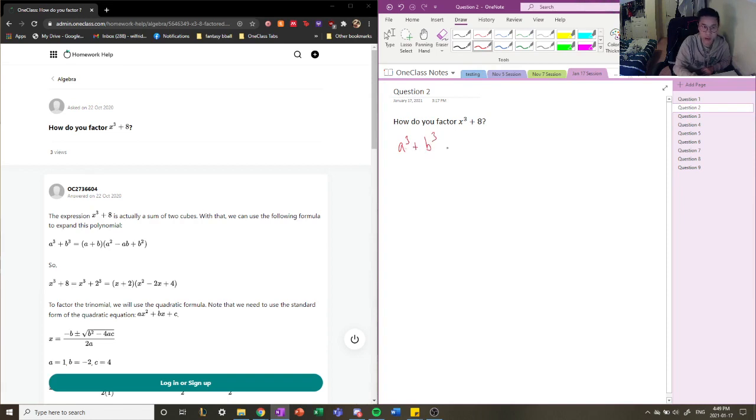the sum of two cubes, a cubed plus b cubed, can be factored as such: a plus b times a squared minus ab plus b squared. Okay, so the alternative one is the difference of two cubes, and that is equal to a minus b times a squared plus ab plus b squared.